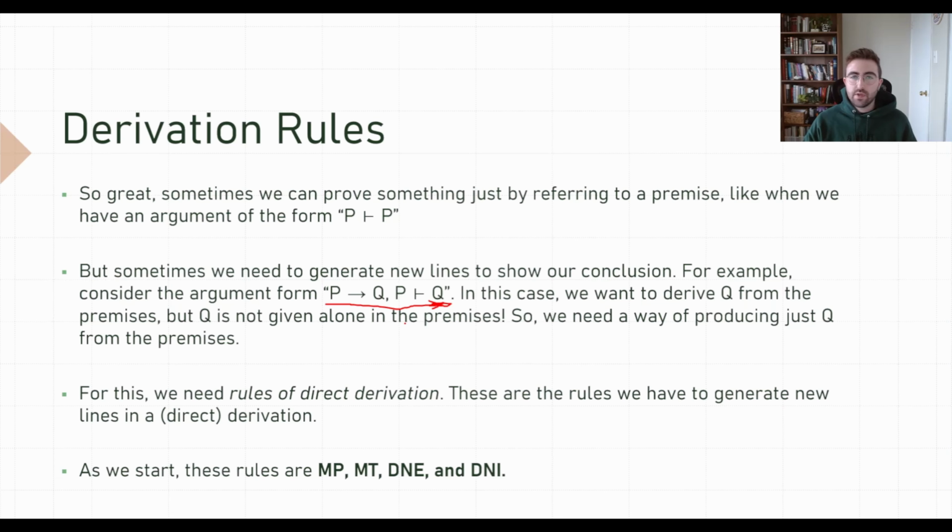So we can't just say, oh, it's in the premise, like we did with our previous argument, because when we make all the lines, we won't find that Q on its own is just in a line when we list our premises.